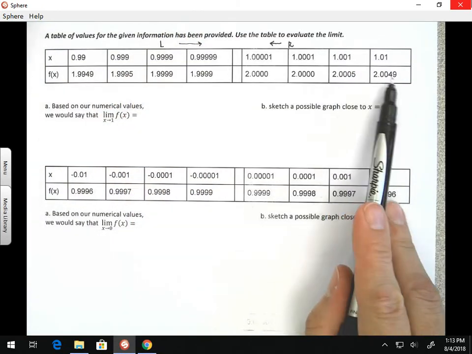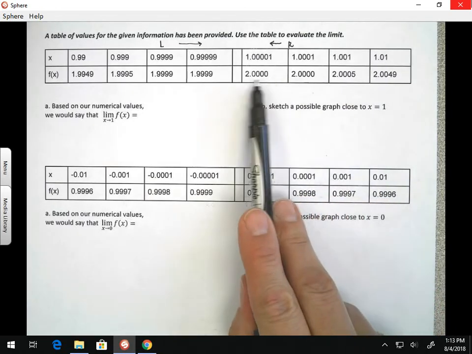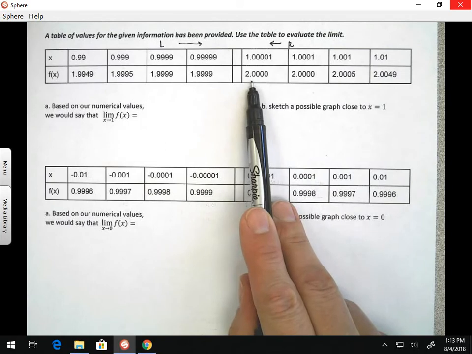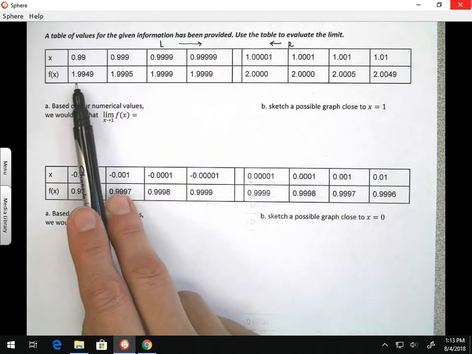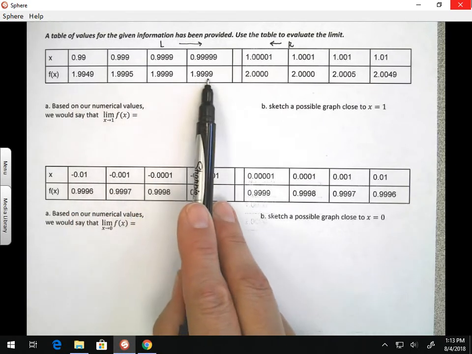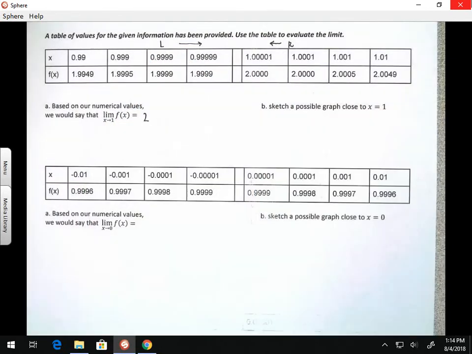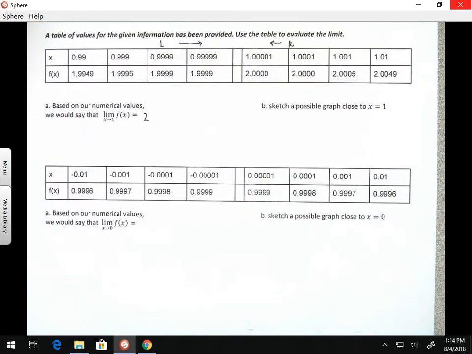So looking at my data, as I approach 1 from the right, it looks like my values are getting closer and closer to 2. Now, as I come from the left, they're getting larger, but it also looks like they're approaching 2. So I would say that that two-sided limit is 2 because both sides agree.